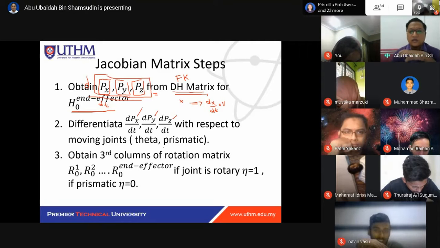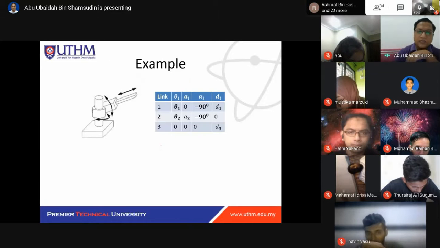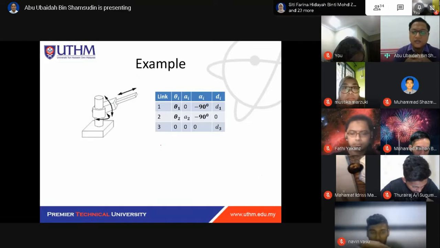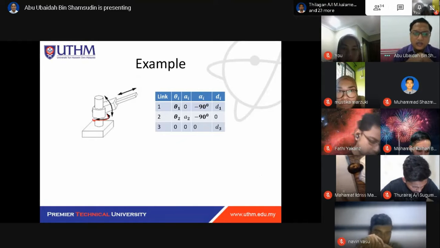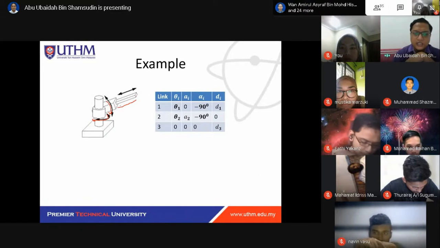Okay, so here I want to show how we can do that. Okay, let's say this is your 3-degree of freedom robot arm. Okay, the robot arm can move this way and this way, and the third link is a prismatic movement. Okay, ke depan ke belakang.